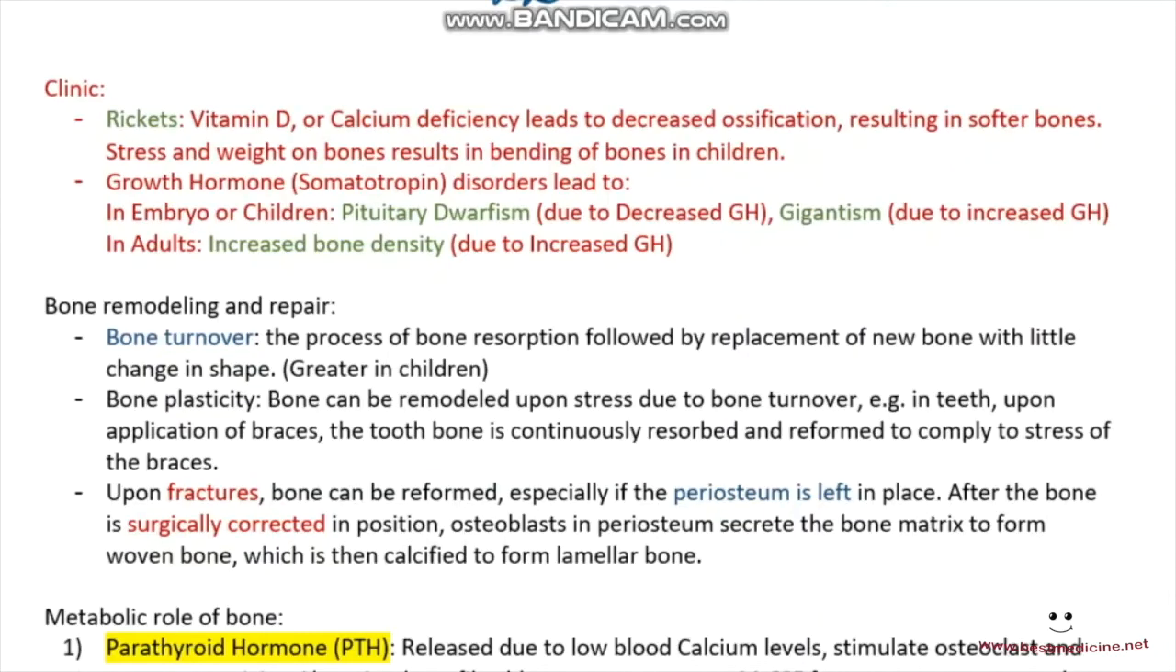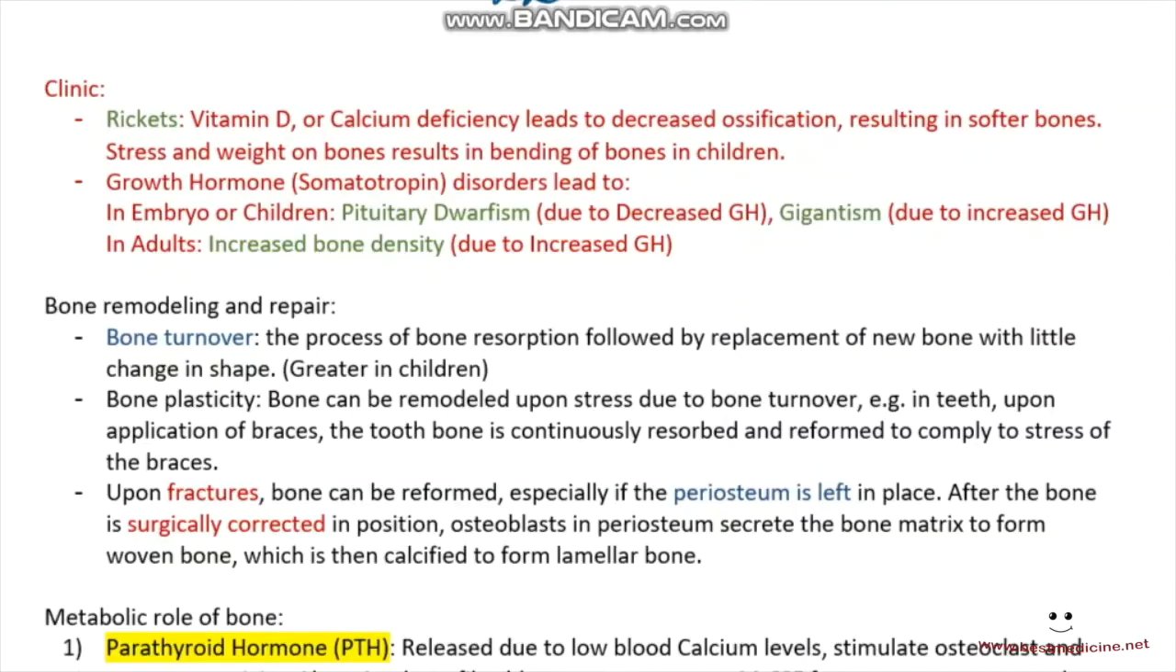Alright, so next up what we have is called bone remodeling and repair. There's something called bone turnover, which is basically the process of bone resorption and replacement of new bone in the same location, and there is almost no change in shape, and that is bone turnover. So resorption followed by bone secretion. That is greater in children, obviously because children are growing, and so on.